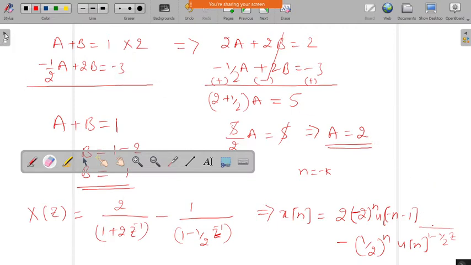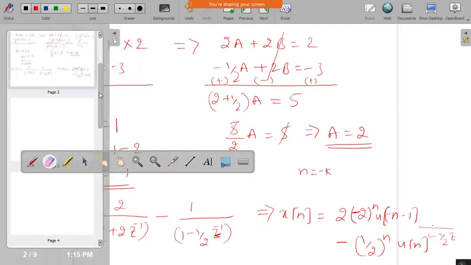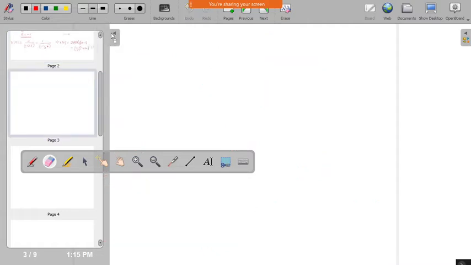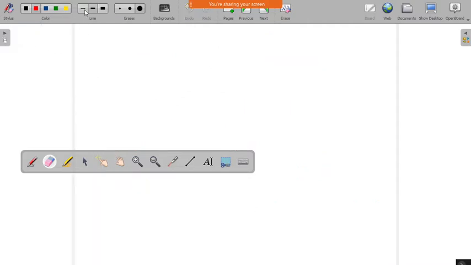So, I will do that. Let us confirm that once. Okay. So, otherwise, summation n equal to minus 1 to minus infinity of minus 2 power n into 1 into z power minus n. Okay.